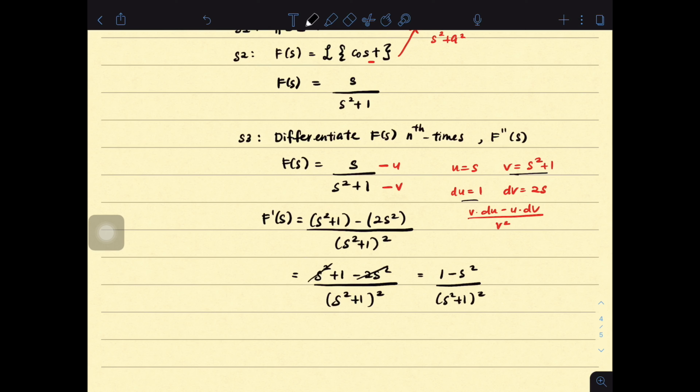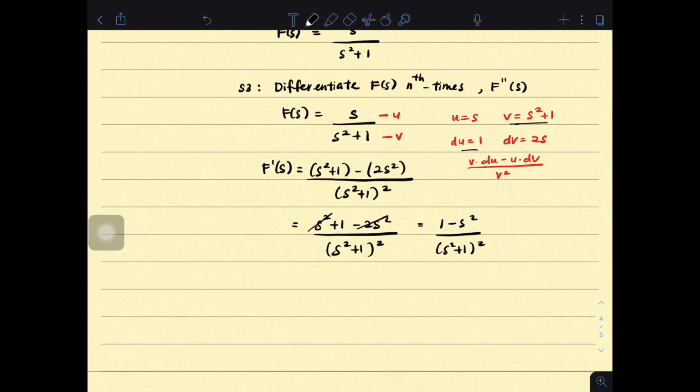It's not yet complete because you need to do a second derivative. Okay, to find the second derivative, we still need to use the quotient rule again. So this one is u, this one is v. Let's list down: our u is 1 minus s squared, and our v is (s squared plus 1) to the power of 2. Therefore, we have our du equal to negative 2s and our dv equal to 2 times (s squared plus 1) to the power of 1 times 2s.